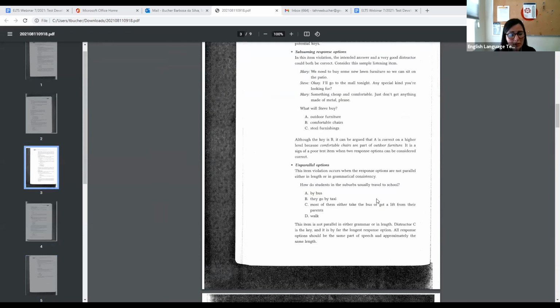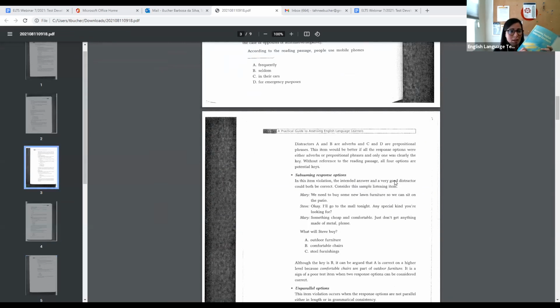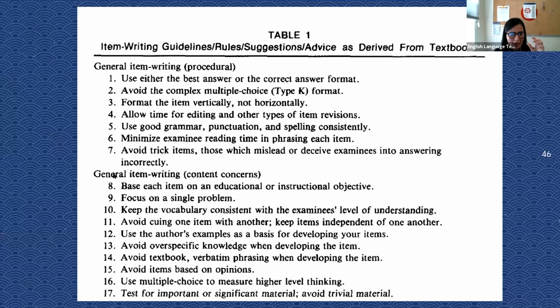So I'm going to share this with you, but if you have this book, I would strongly recommend going back to what they recommend here in terms of what violations are and how you can fix them, right? Go back here. So in the article that I shared with you prior to the webinar, they mentioned other research in educational measurement that has actually looked at each rule and then analyzed each rule in tests. And they also give guidelines and rules and suggestions as derived from textbooks in educational measurement, right?